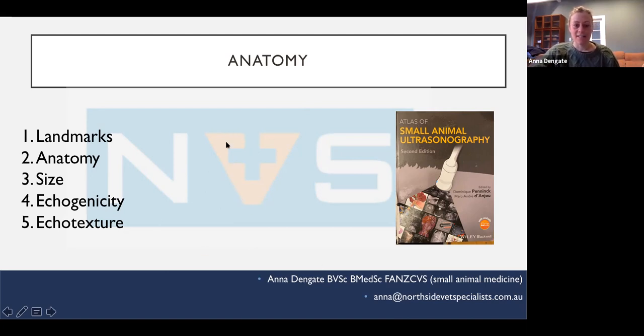All right, so that's the things we're going to think about when we're looking at images. We're going to think about the landmarks, the anatomy, the size, echogenicity, and echotexture. They're the three things I want you to try and comment on if you can.